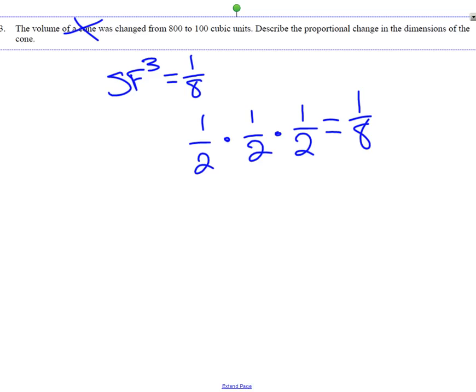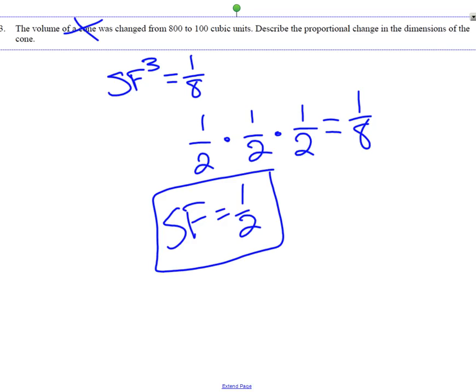Okay. So what is our scale factor here? 1/2. That's what we're doing. We don't really talk about that in middle school at all. But yes, the cube root of 1/8 is 1/2, right?